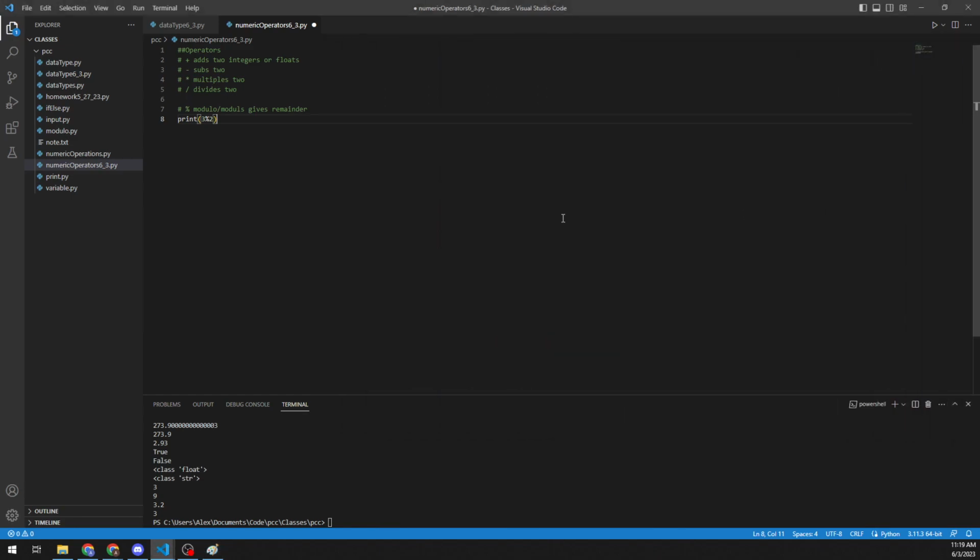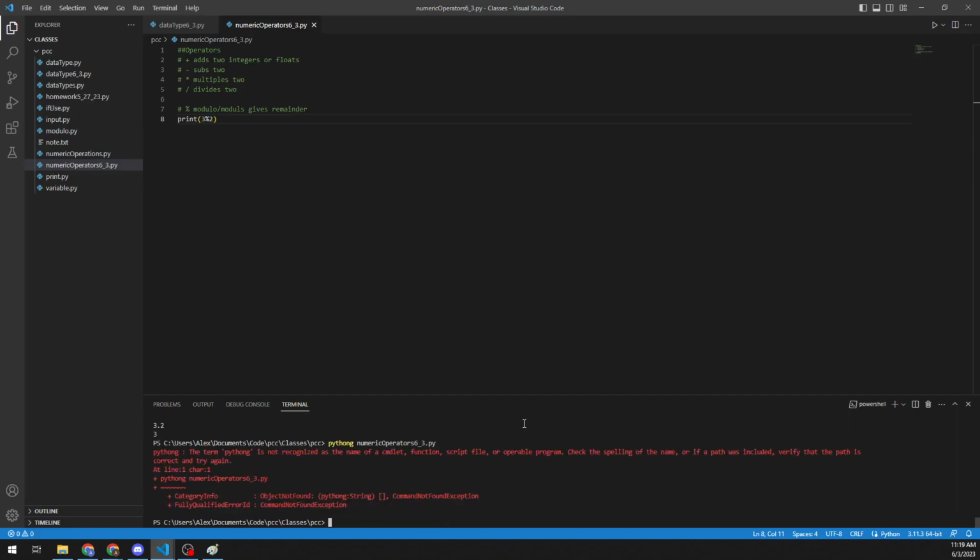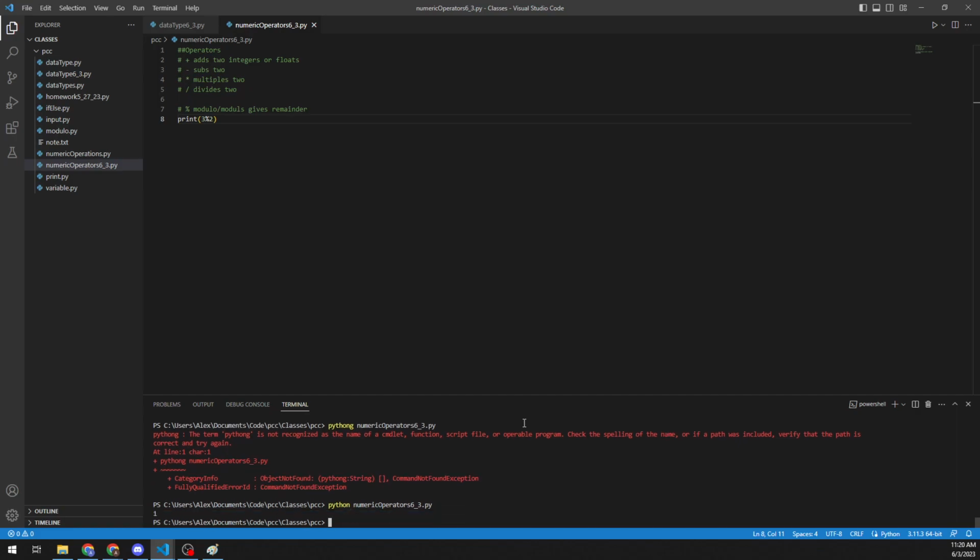Okay. So if we run this, let's run it. Python numeric operators 6.3, which is today's date. Oh, I misspelled Python, sorry. Capitalize. Python. Yeah, so that print statement is 1. So 3 modulo 2 is 1.